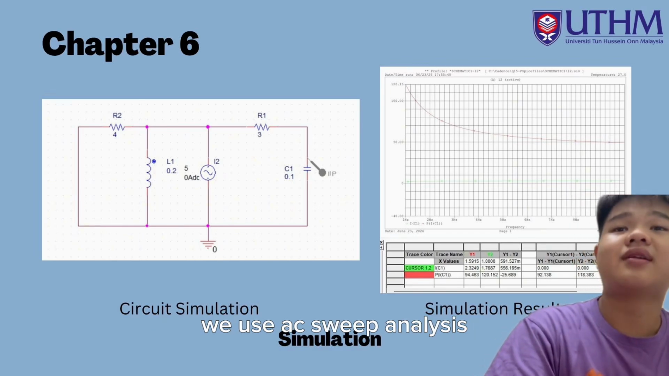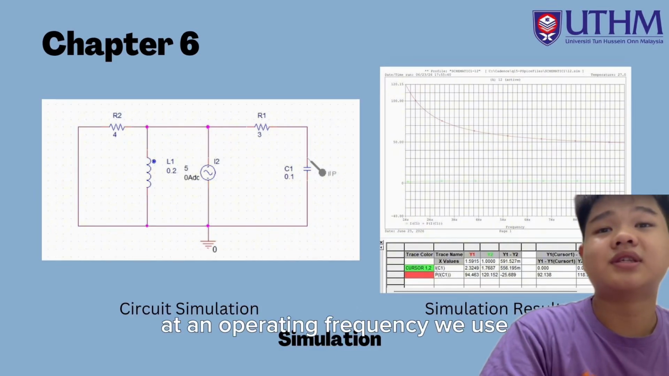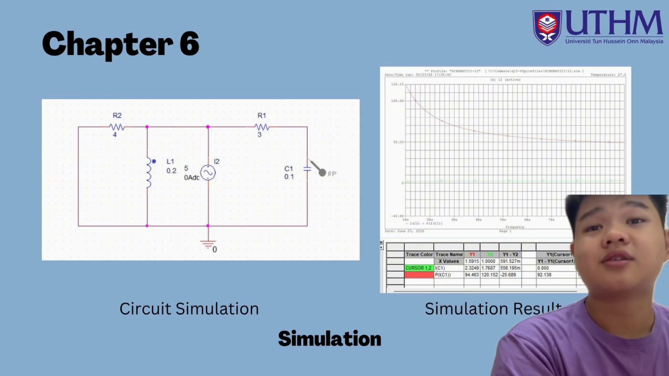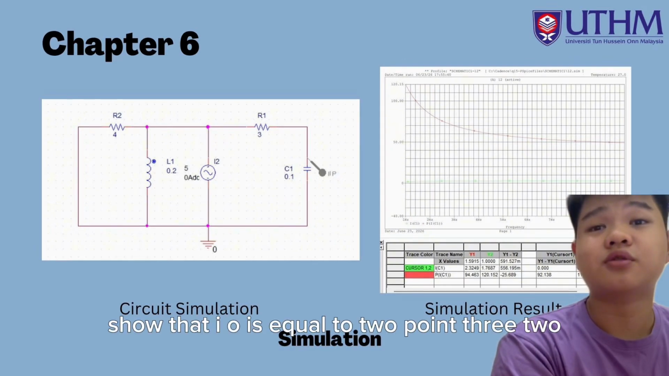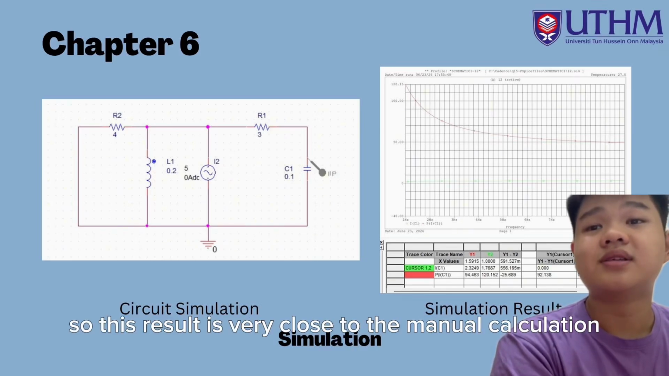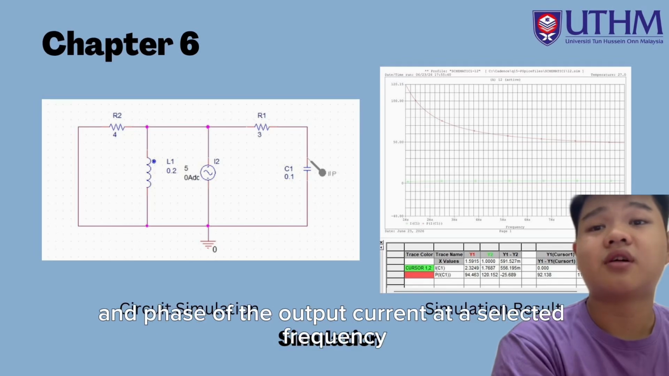We use AC sweep analysis to observe the output current through the capacitor branch. At the operating frequency, we use 1.592 Hz, and the simulation result shows that IO is equal to 2.3249 angle 94.46 degrees amperes. So this result is very close to the manual calculation, and the graph also shows the magnitude and phase of the output current at a selected frequency.